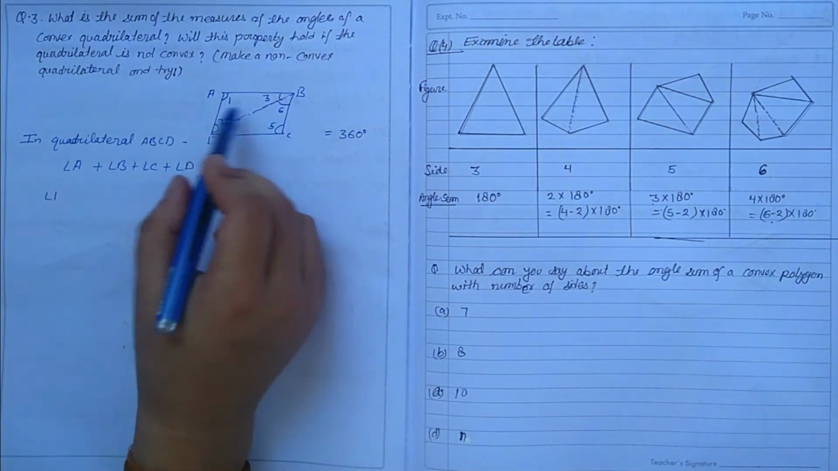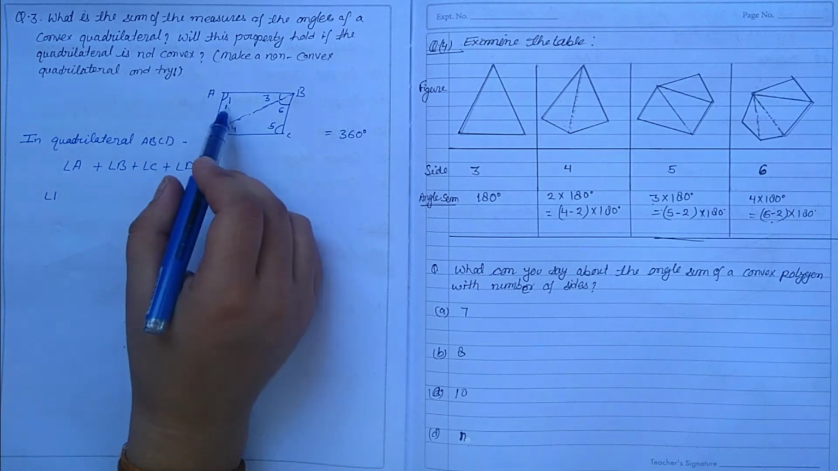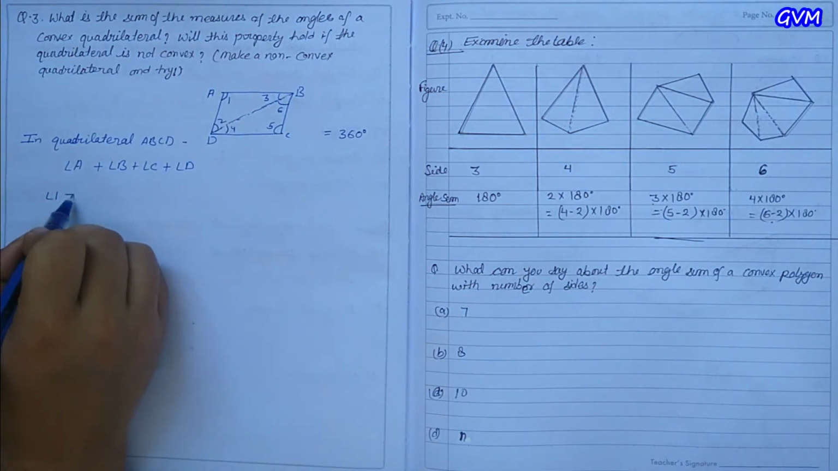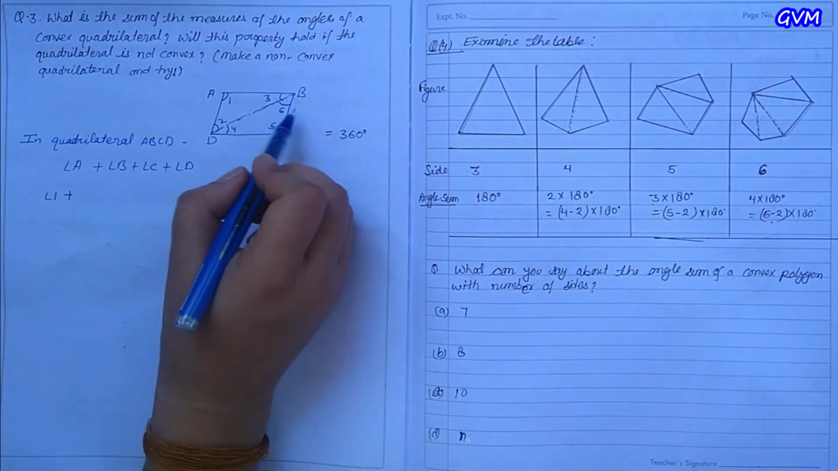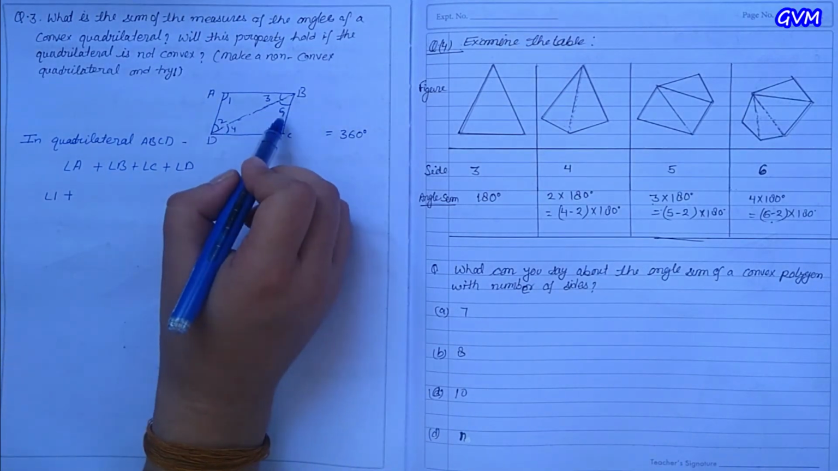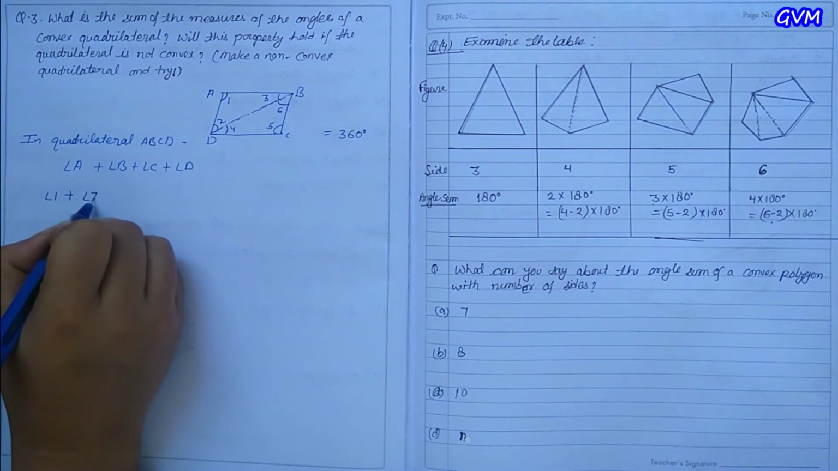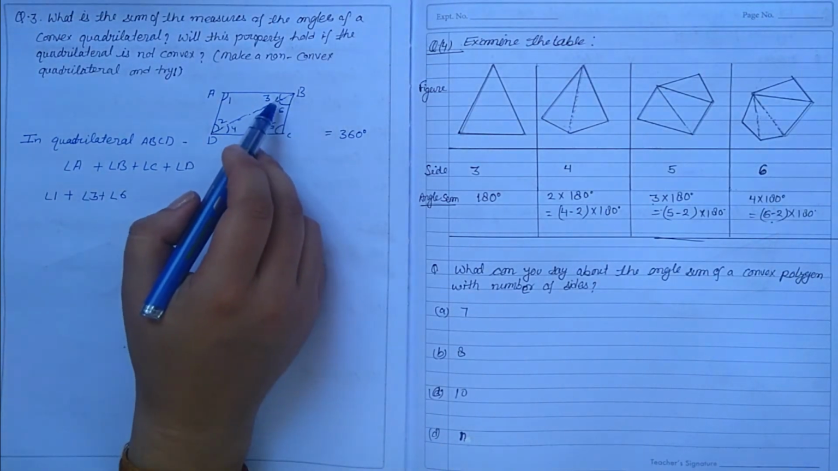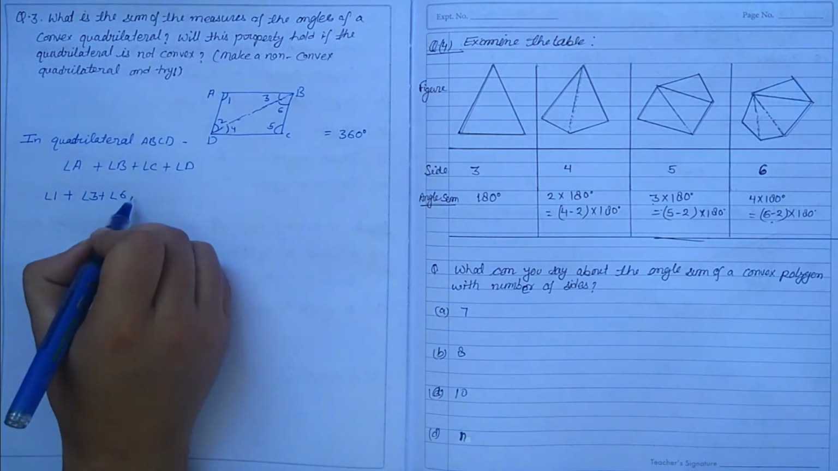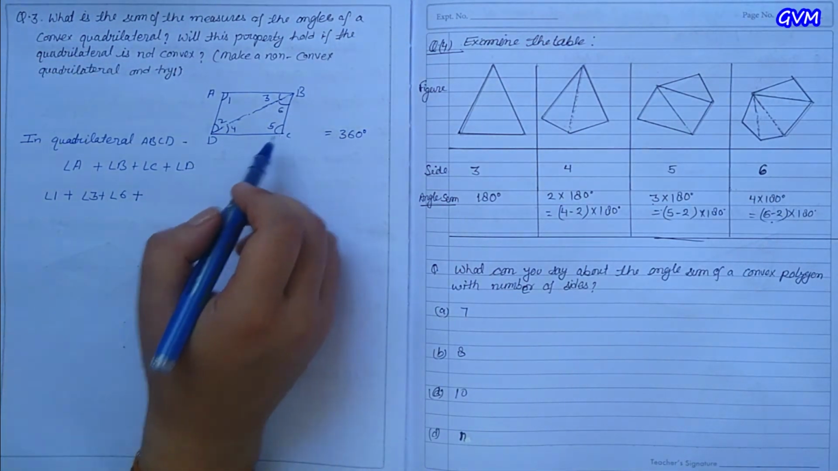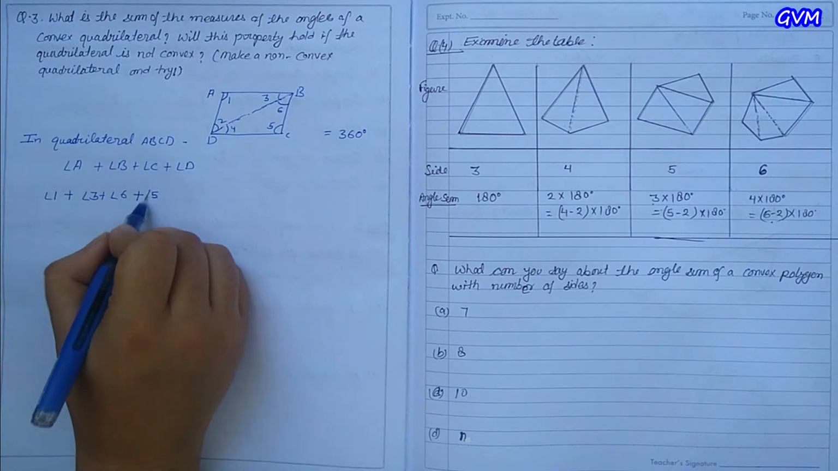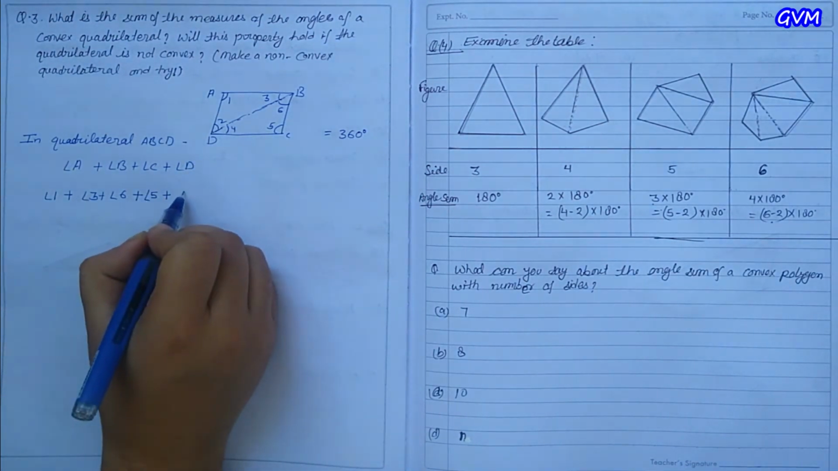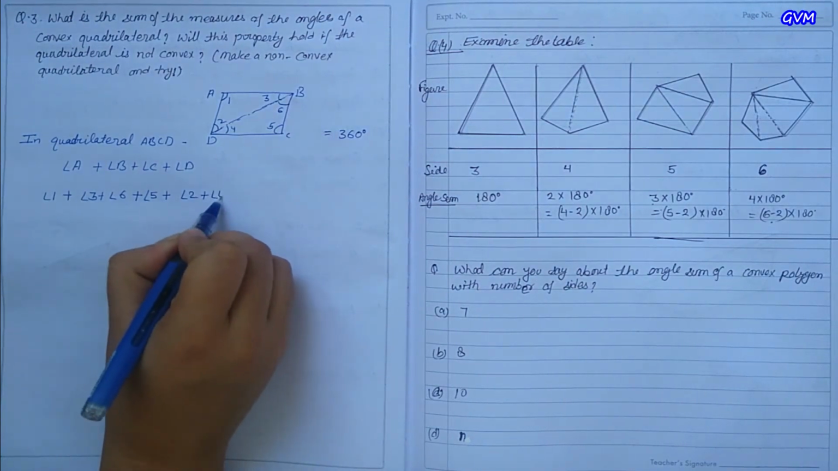Now from this figure we can see that angle A we have named as angle 1, and then angle B is angle 3 plus angle 6. This is made out of angle 3 and angle 6. Okay. Now angle C is angle 5 plus angle 4... and angle D is angle 2 plus angle 4.